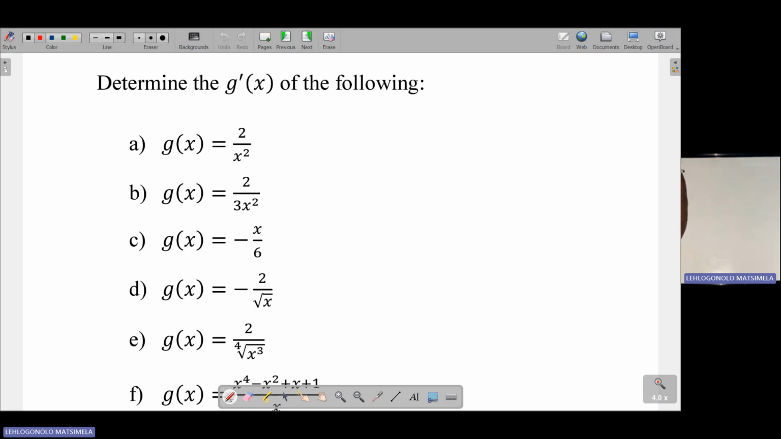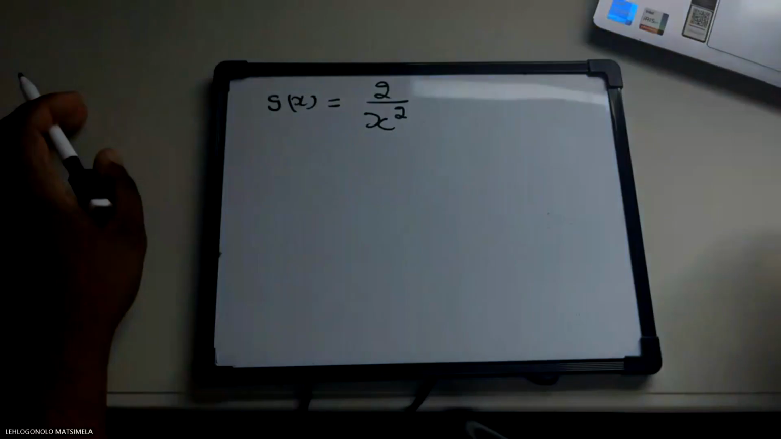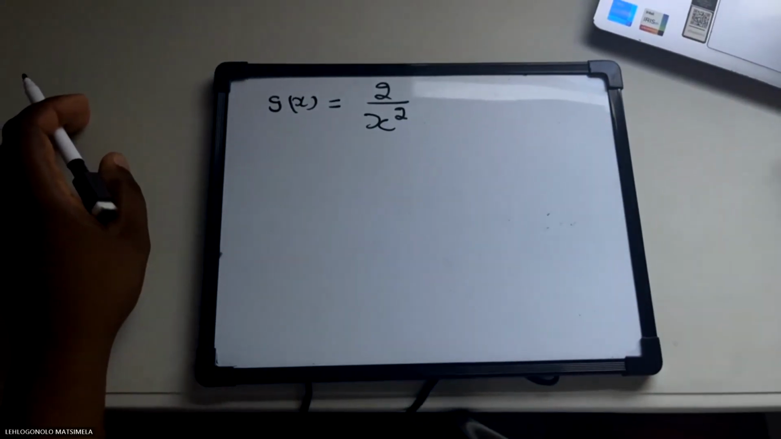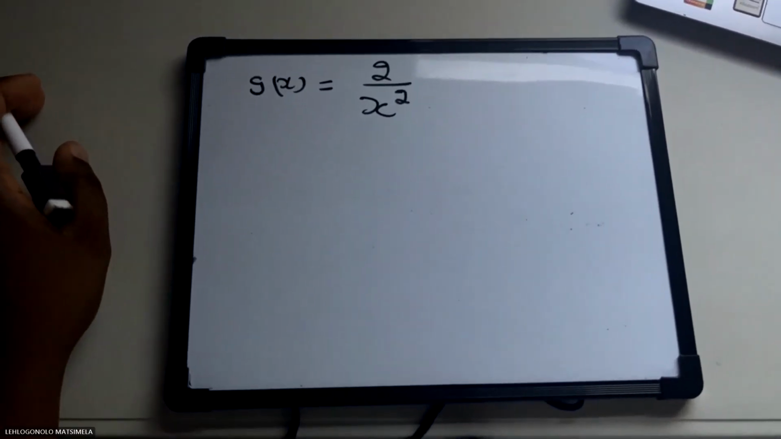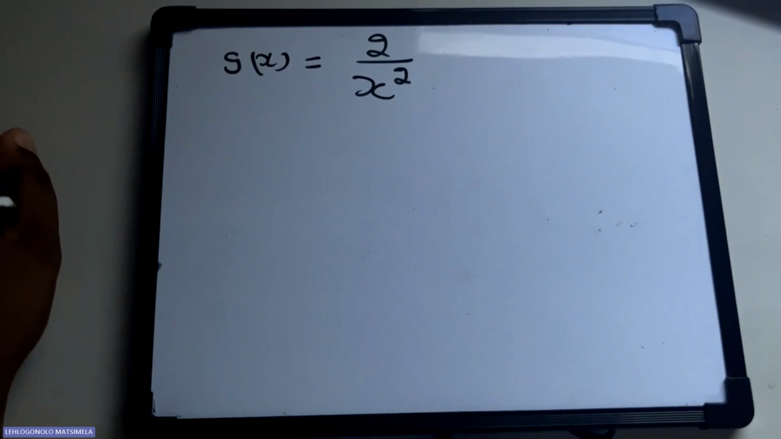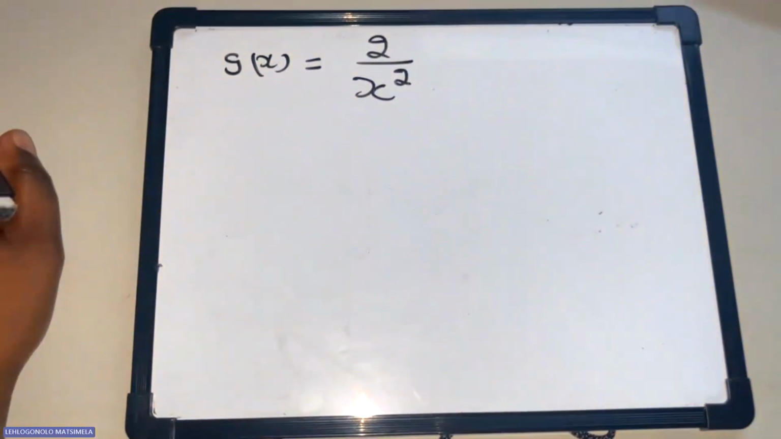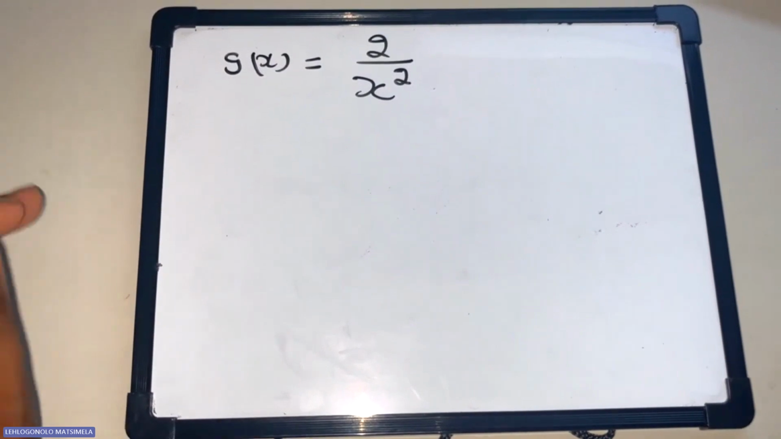Okay, the first one, which is G(x) equals 2 over x to the power of 2. Now it is given in the form of a fraction. So the first thing we have to do here, we will have to remove the fractions. Okay, let's go back to the screen on the writing pad. Coming back here on the writing pad, we derive this.